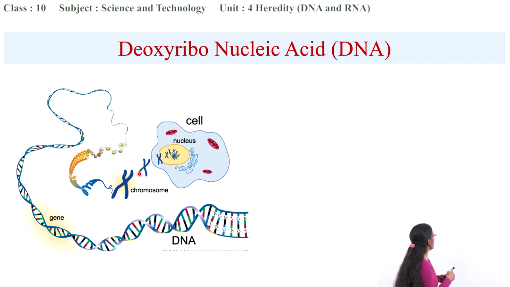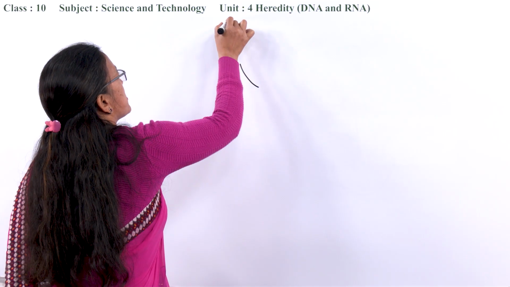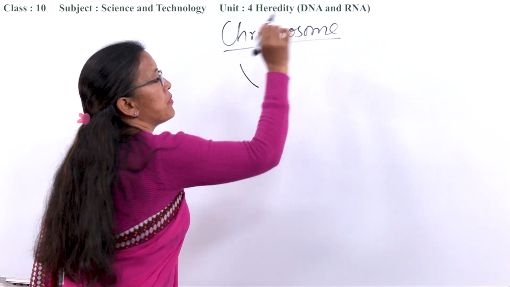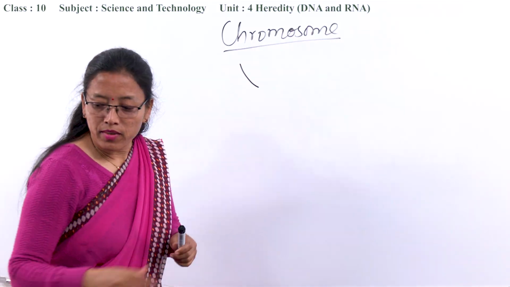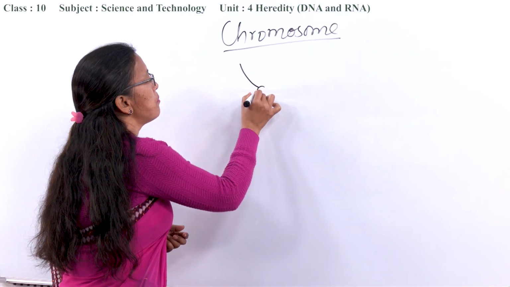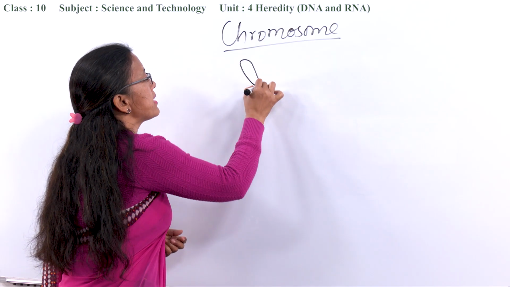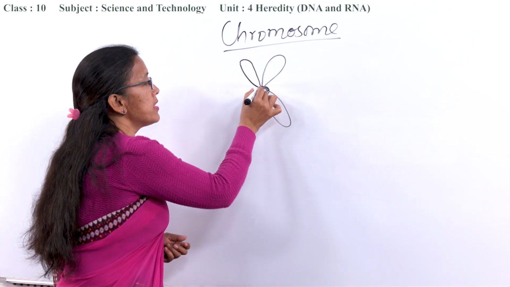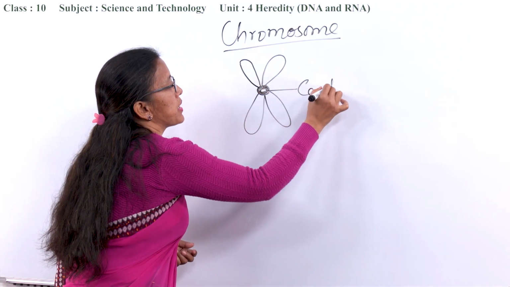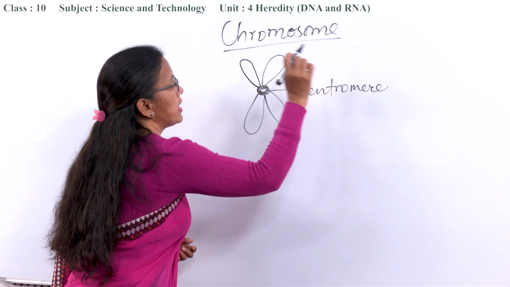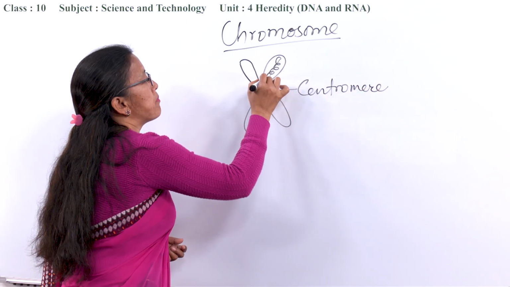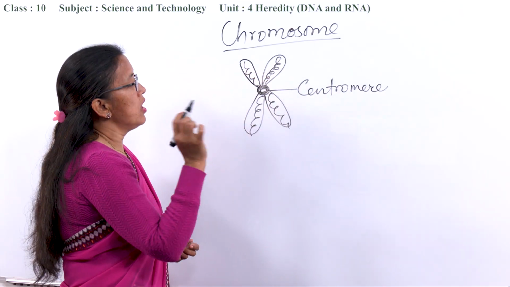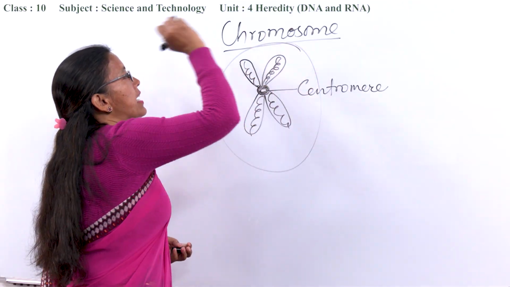Just we can see a chromosome, the structure of a chromosome. If you see here, there is a point where these chromatids are joined together. This point is called the centromere. And these are the chromatids, which are made up of DNA, and in some part there is RNA also. These are present inside the nucleus.